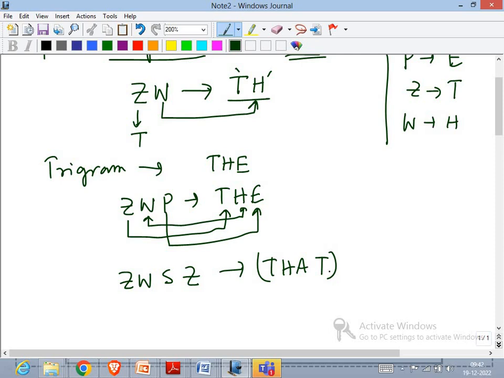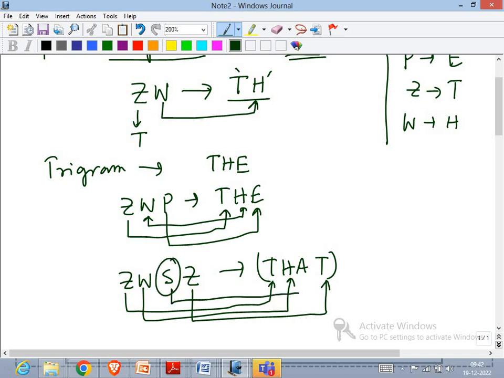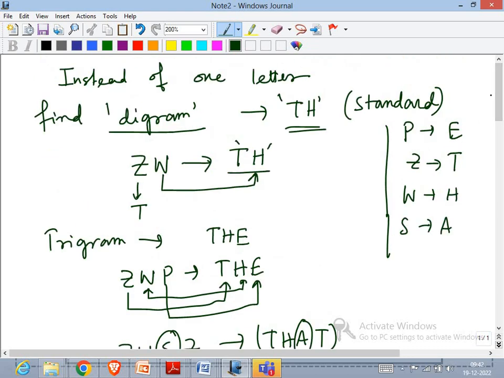And if you observe now, Z is mapped to T, W is mapped to H, Z is again mapped to T. So we are almost getting very similar answers. Naturally we can assume that S will definitely be mapped to A. So we are getting another set of elements. Is it understandable to all? Should I repeat it once?